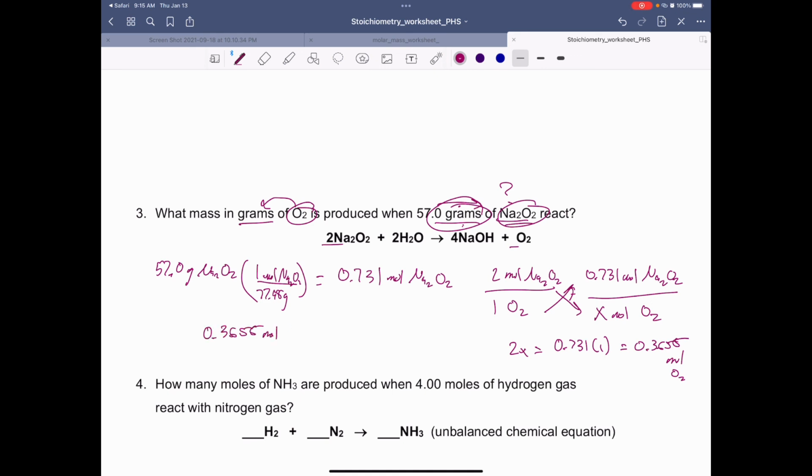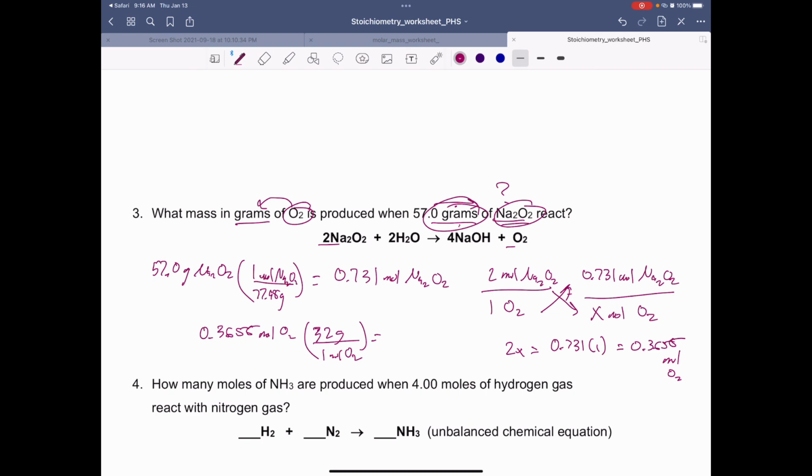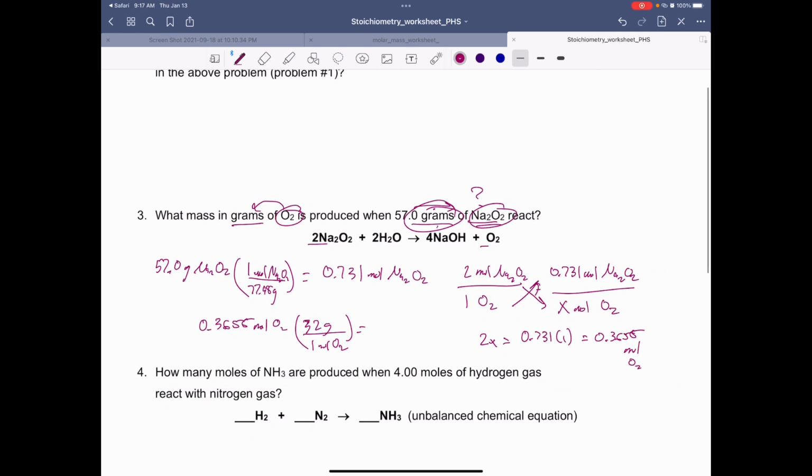So here we go. 0.3655 moles of O2, and let's do the molar mass for O2. That's easy, because it's 2 times 16. So that's 32. So we got 0.3655 moles of O2, and it's 32 grams for each mole. So 0.3655 times 32, and we get 11.70. I'm rounding, but it's 11.70 grams of O2. And that is how we do it.